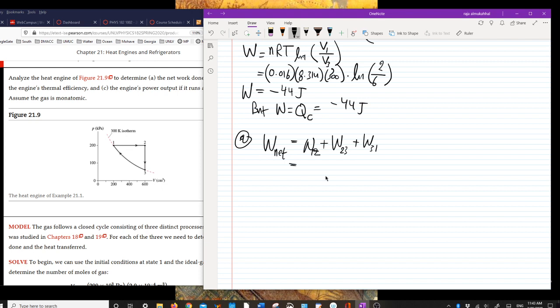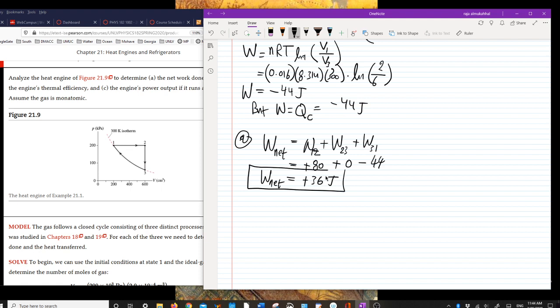So from 1 to 2, we calculated 80 joule. From 2 to 3, that's isochoric, remember, it's 0. And then from 3 to 1, that's negative 44. So the net here is that we have gotten a net work of 36 joule. You see what I'm saying?